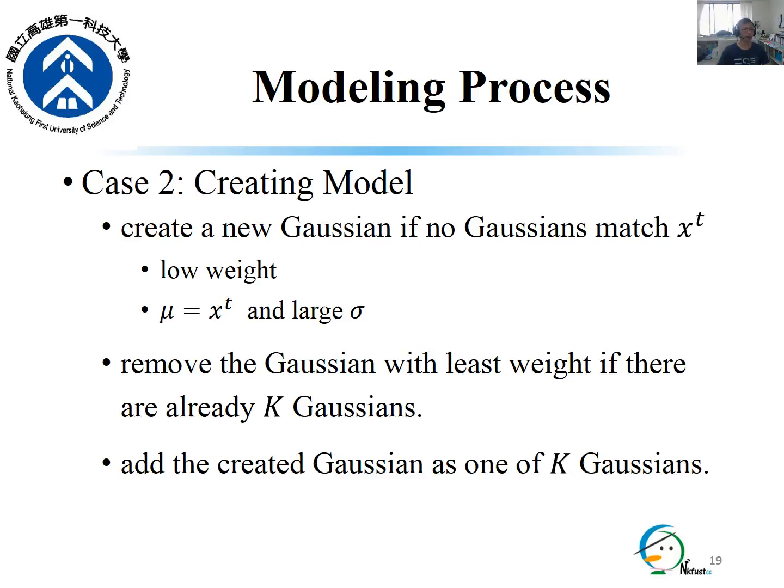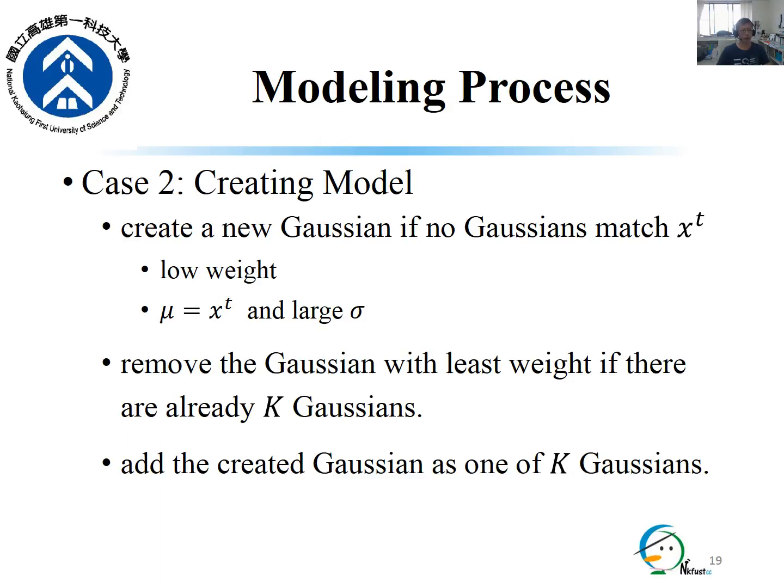In case 2, no Gaussians match the current observation xt. We first create a new Gaussian with low weight, mean equal to xt, and a large standard deviation to model xt. Then, we remove the Gaussian with the lowest weight if there are already k Gaussian distributions in the model. Finally, we add the created Gaussian as one of the k Gaussian distributions.